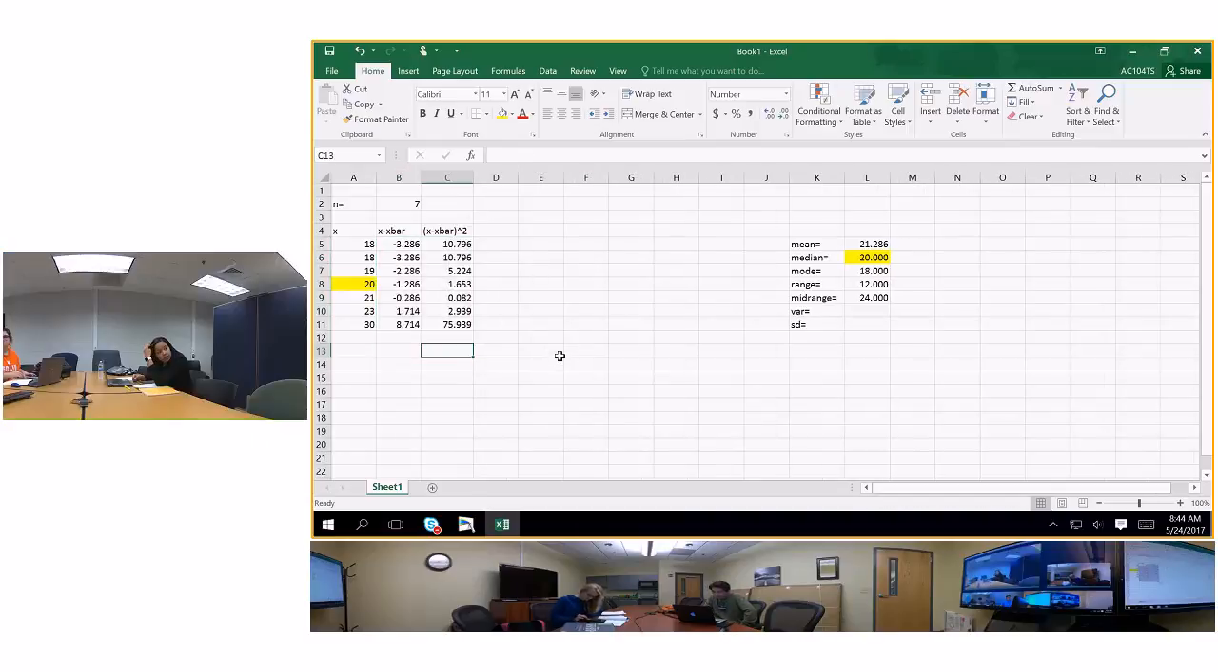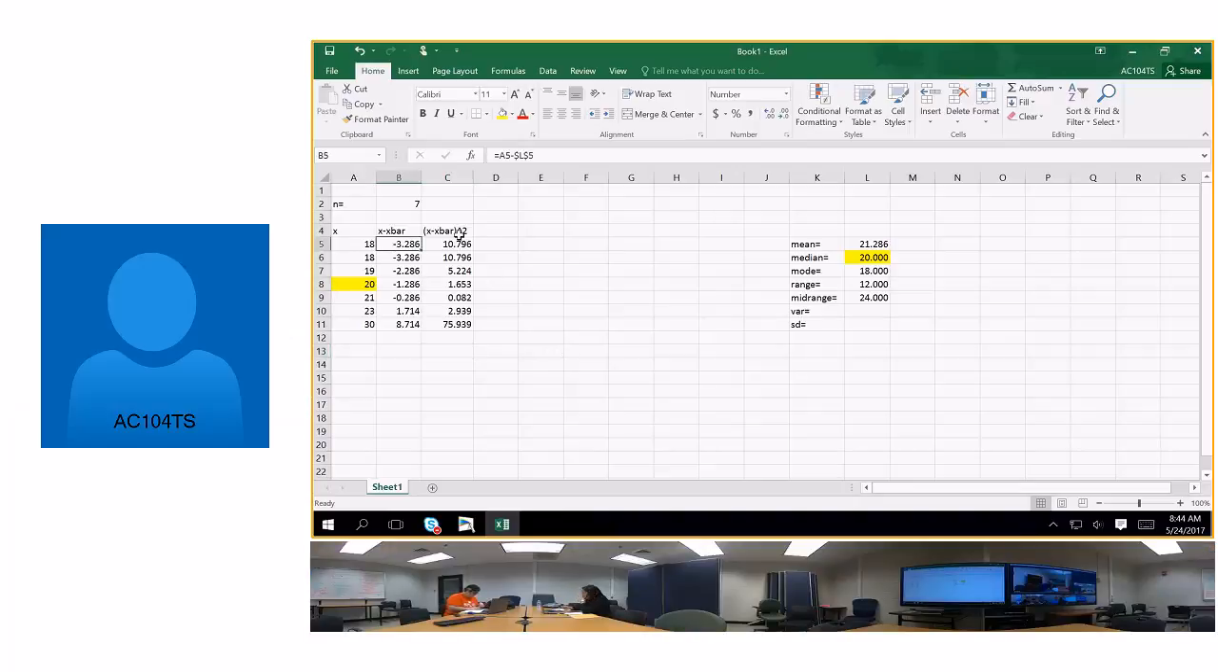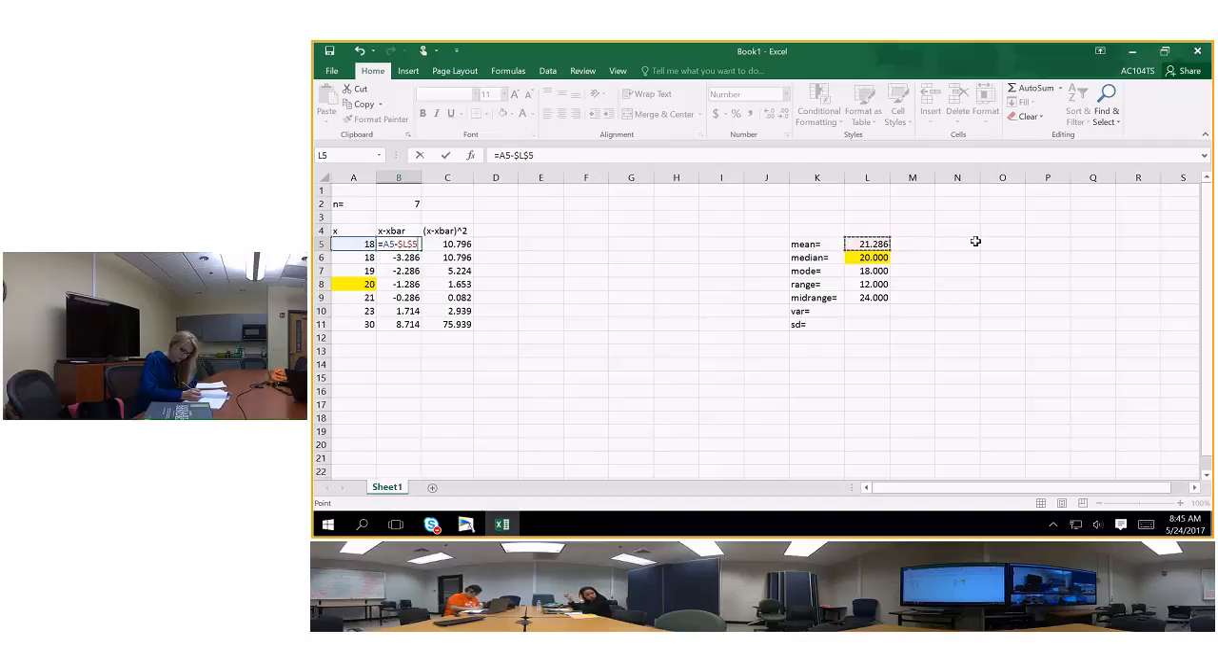How do you do that on Excel again, the x minus x bar? X minus X bar right here. I do equals. Up here it is, equals. And then 18 minus, and I go over here, and then I hit F4, as in Fox. And then enter.